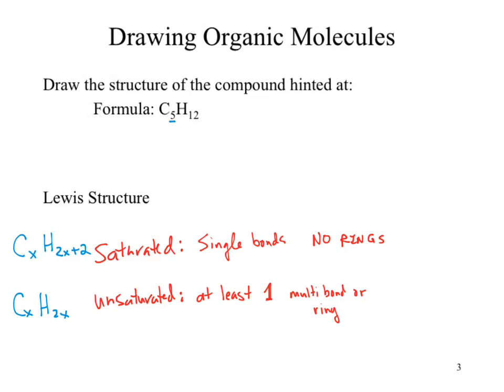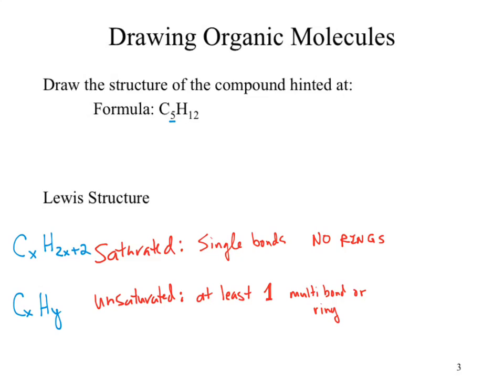CxH2x. Okay, we can potentially see some variation, but for the most part, it's 2 times X. Actually, that's a lie. I can already think of exceptions to that. XY.